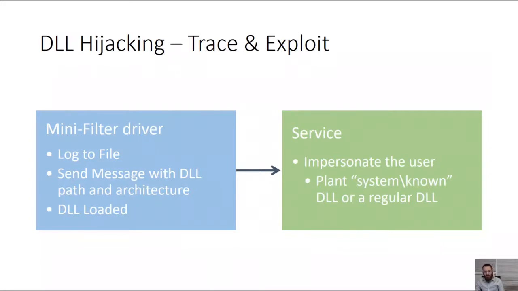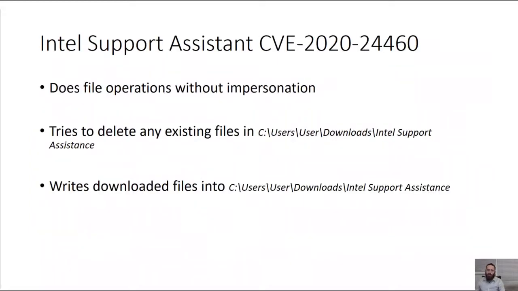Now, let's see a quick example of a very recent bug discovered and fully exploited by Ichnaea. Here we look at two vulnerabilities in Intel Support Assistant, which both have the same root source. Intel Support Assistant is an updater service that tries to download and install the latest drivers on your machine. The code responsible for writing the new updates and the deletion of older versions does not impersonate the local user, and therefore we have two vulnerabilities because of it. For some reason, the service tries to delete previous versions of the updates inside the Intel Support Assistant folder inside the downloads folder. It might be a rollback mechanism of some sort.